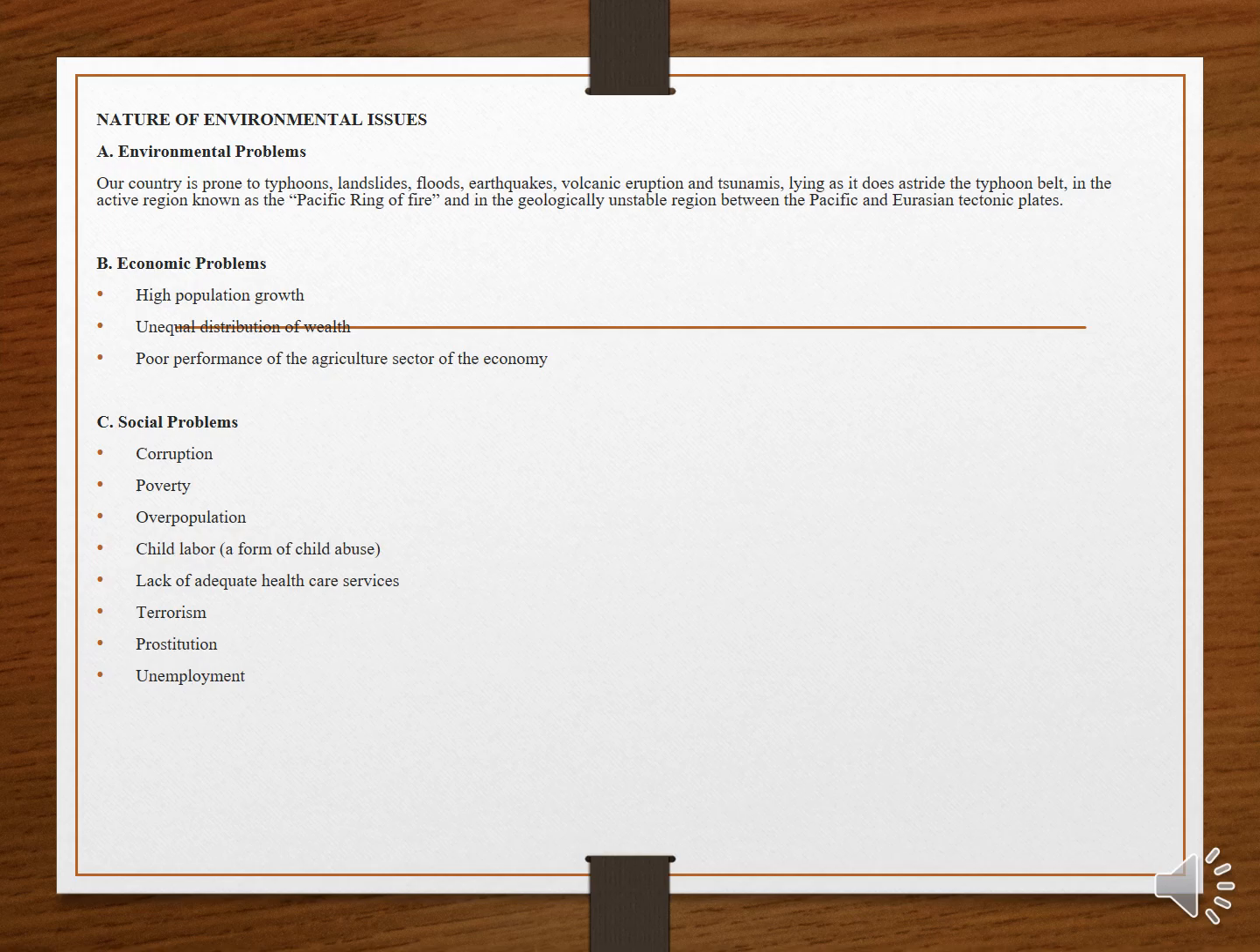Economic problems: high population growth, unequal distribution of wealth, poor performance of the agriculture sector of the economy. Social problems: corruption, poverty, overpopulation, child labor, a form of child abuse, lack of adequate health care services, terrorism, prostitution, unemployment.